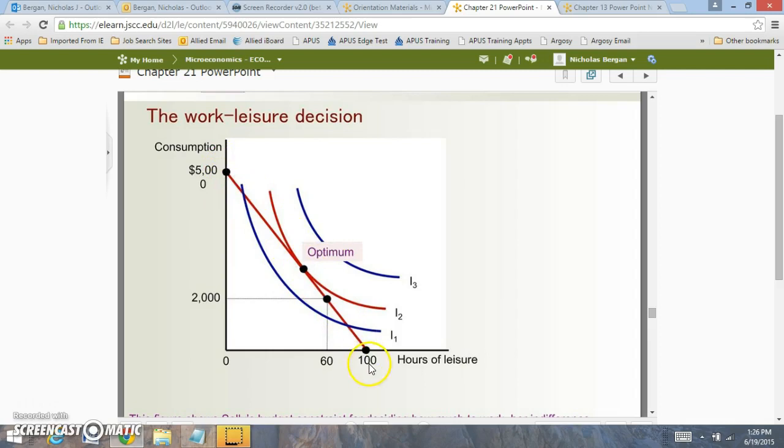Here's our budget line right here. Now, where they intersect, or where they're tangent, is where we should focus on our consumption. We cannot obtain I3 because our budget line does not intersect that. So we might have consumption that's much higher than that, but we can't consume at this level because of our budget line.